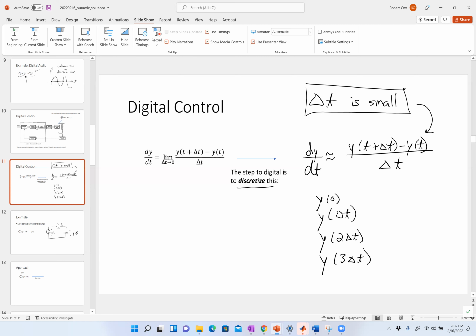So what I could say here effectively is, just for the sake of argument, let's say delta t is 1 microsecond. So I can solve for the value of y of 0 at time t equal to 0, and then at 1 microsecond, and then at 2 microseconds, so on and so forth, right? And that's enough. Technically, that's what you've been doing in MATLAB anyway, right?